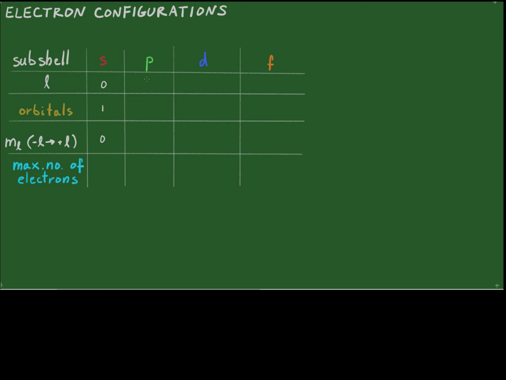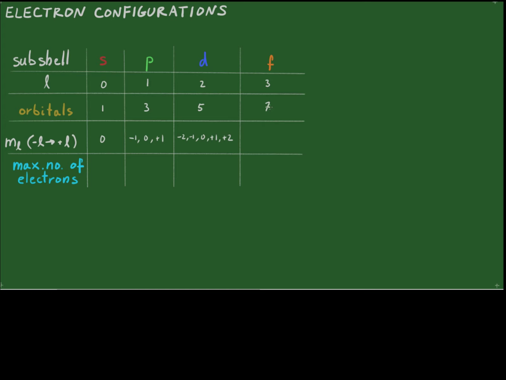L of the P subshell is 1. There are 3 orbitals, and ml can be minus 1, 0, plus 1. L of the D subshell is 2. There are 5 orbitals, and the ml can range from minus 2 to plus 2. The angular momentum number L of the F subshell is 3.